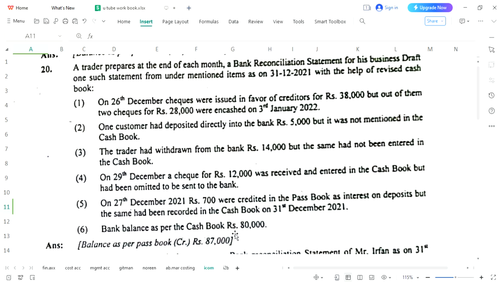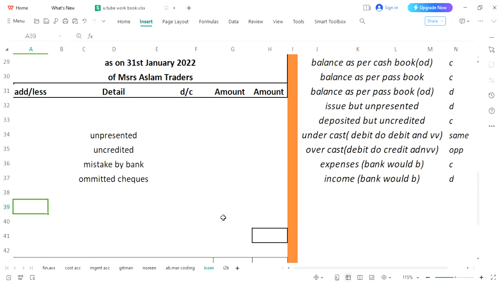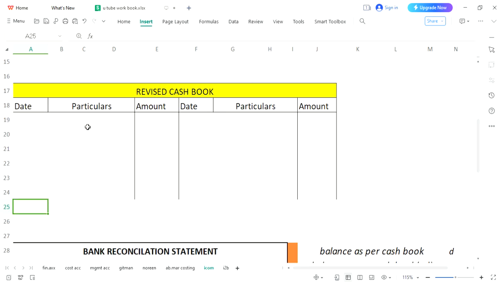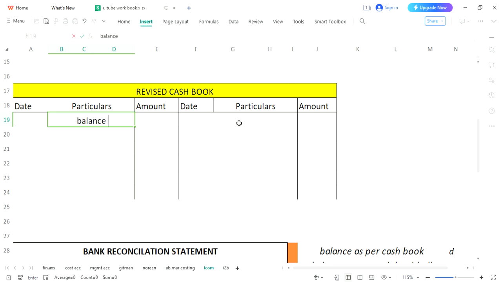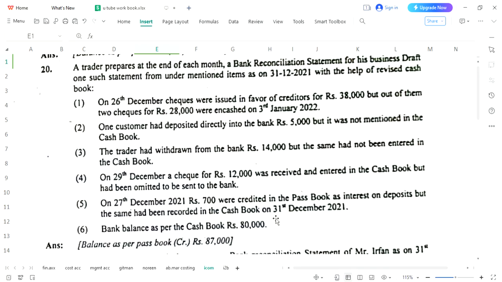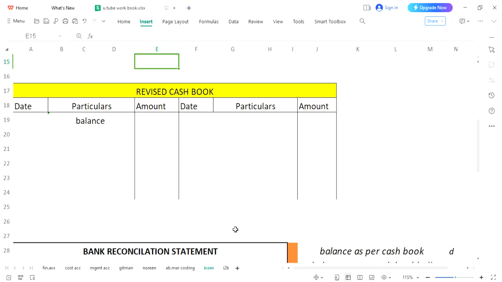It should be debited, and since this is not among these 4, it would be part of revised cash book. Since balance as per cash book should be debited, look over here. This half part is debit and the right side half part is credit. So here we will write balance, and that balance has been mentioned as 80,000. So just write down 80,000 on the debit side.